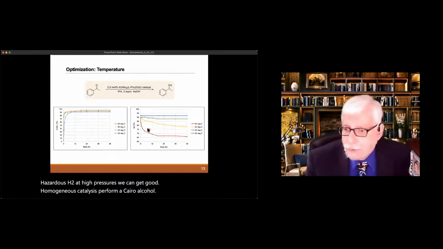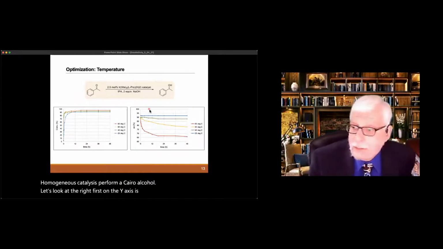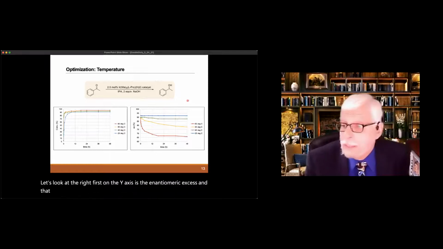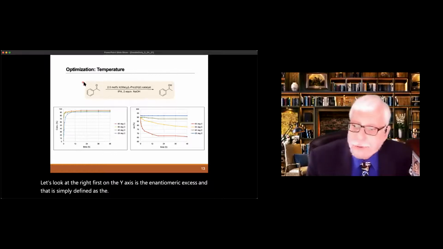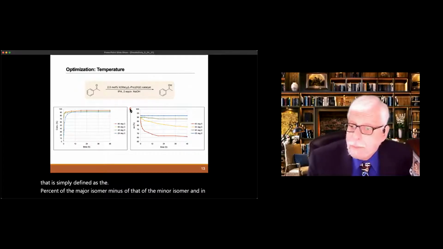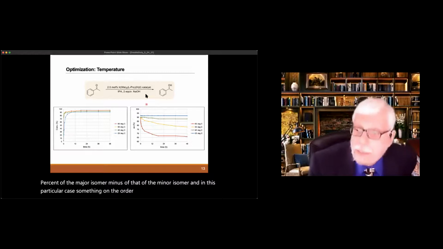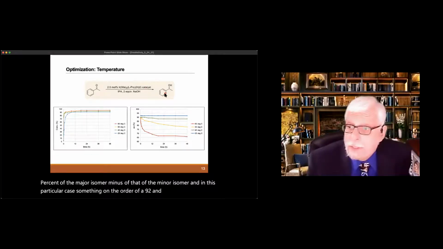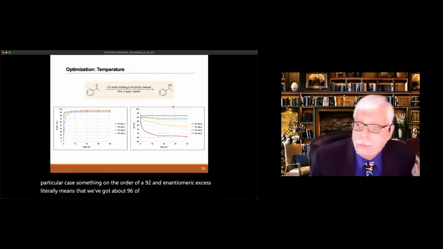Let's look at the right first. On the y-axis is the enantiomeric excess, and that is simply defined as the percent of the major isomer minus that of the minor isomer. And in this particular case, something on the order of a 92% enantiomeric excess literally means that we've got about 96% of one enantiomer and 4% of the minor.